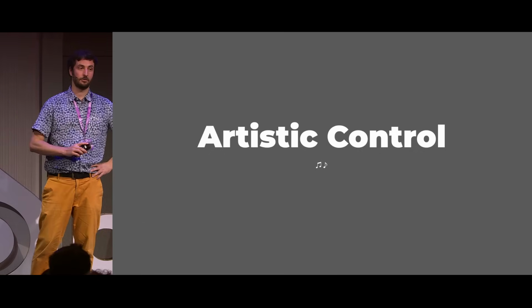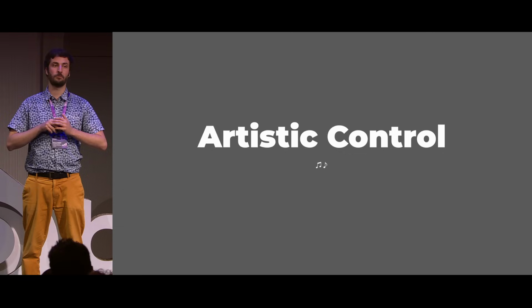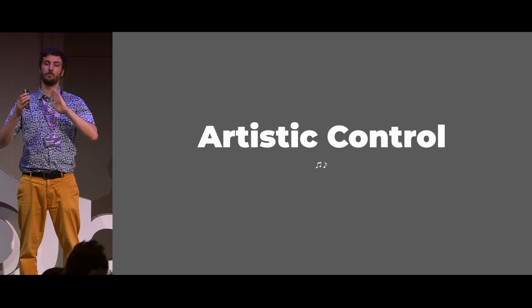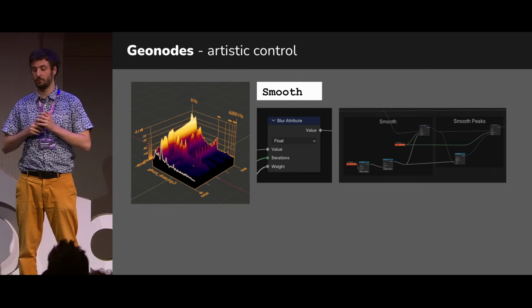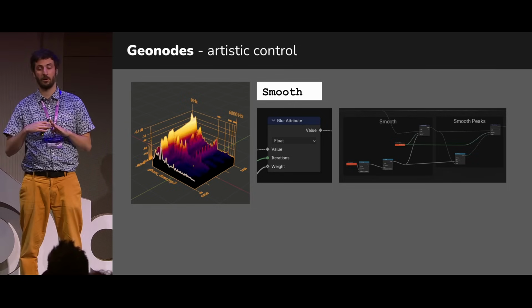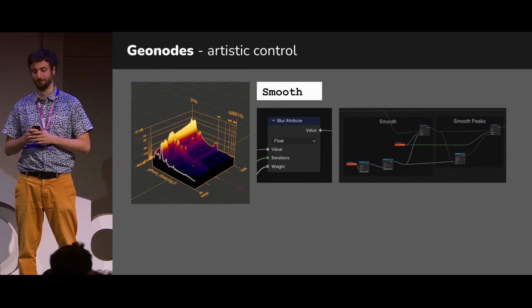Despite precision control, I wanted the user to have artistic control, because the first intention was to make spectrograms that would fit the mood and the vibe of music. So first, I added a way to smooth the spectrogram. I was very glad when the blur attribute node got added to Blender.